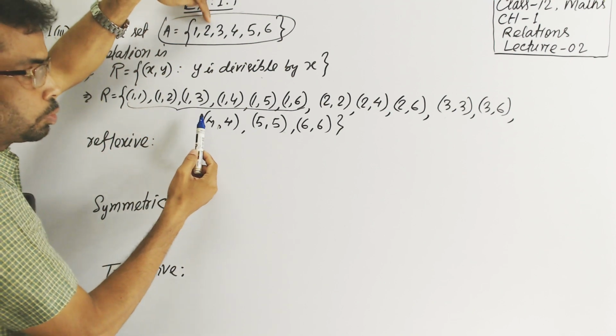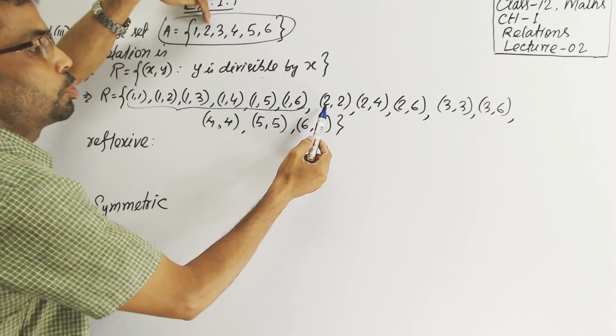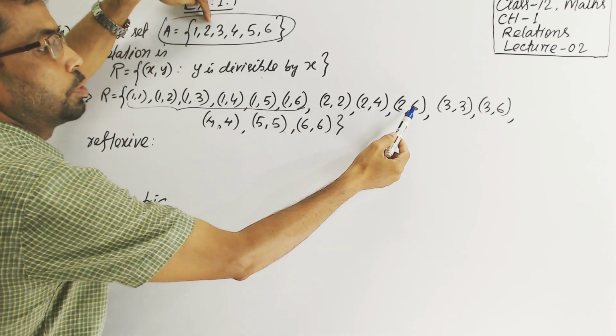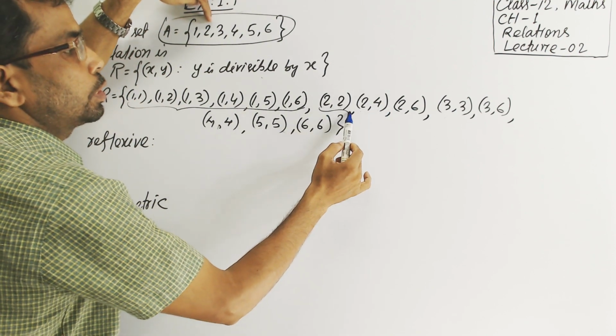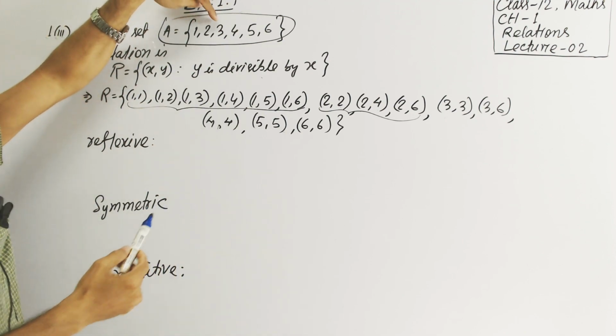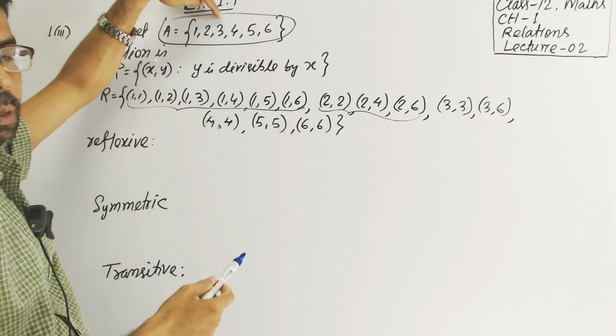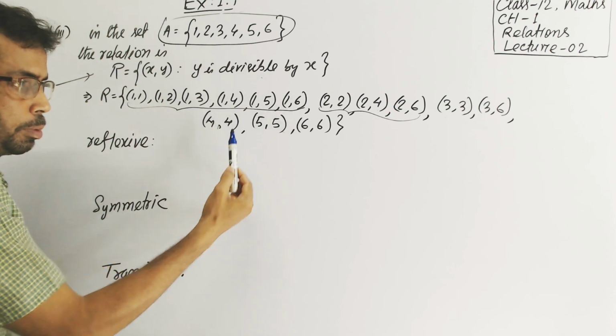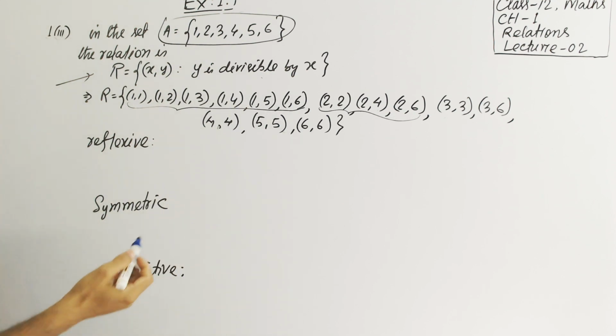Then starting with 2, (2, 2) is possible, yes, because 2 is divisible by 2. 4 is divisible by 2. 6 also divisible by 2. So with 2 starting, these are the 3 pairs, and so on for the remaining elements, in which I have written all the pairs: second element divisible by first element.